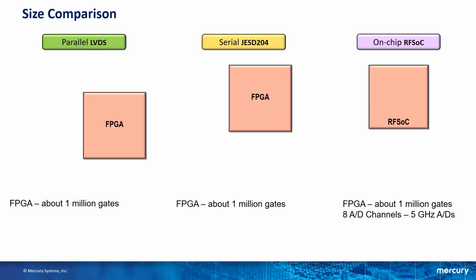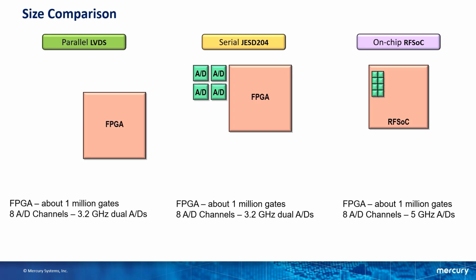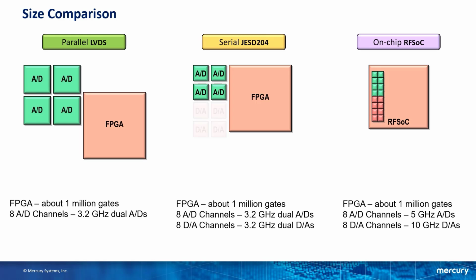The RF SoC has 8 A to Ds at 5 gigasamples per second, so I found a discrete serial A to D in about the same sample range and drew them to scale. Same thing with the parallel A to Ds. I did the same with the D to As.